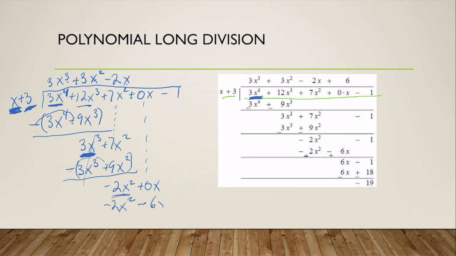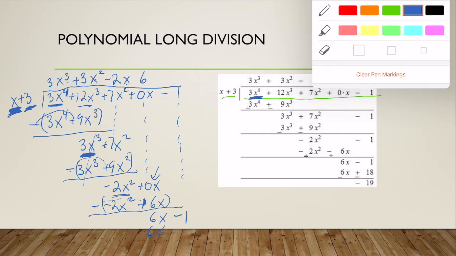Notice how if I didn't have this placeholder here, I wouldn't have anything to subtract from. My first terms cancel. Two negatives make a positive, so I have 6x minus 1. Of course, I'm running out of room. What do I multiply x by to make it look like 6x? Well, that's a 6. 6 times x is 6x.